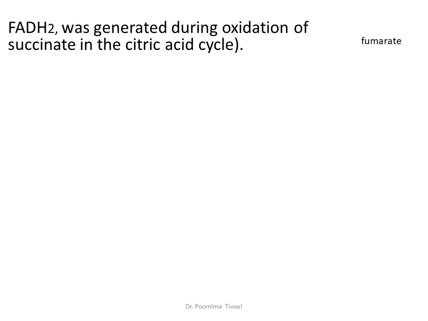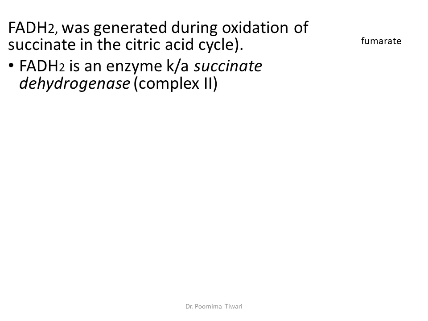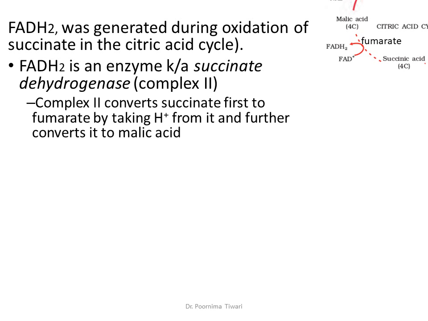Remember, FADH2 was generated during oxidation of succinate in the citric acid cycle. On the right side you can see succinic acid forming malic acid. Succinate dehydrogenase, or complex 2, converts succinate first to fumarate while taking H from it, and finally to malic acid. So one more step in the Krebs cycle is mentioned here.